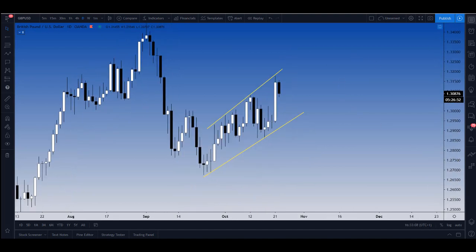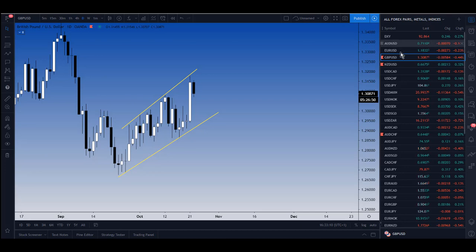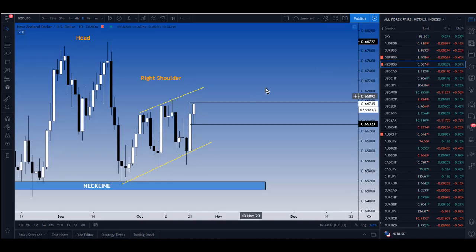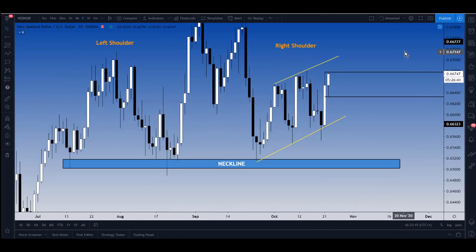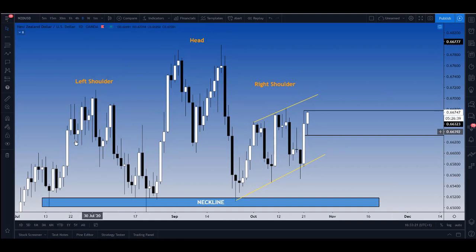I also want to show you Kiwi dollar. I'm quite interested in this one as well. Now this is something that's been on our watch list. This is the daily time frame, looking at a potential head and shoulder pattern. Left shoulder, head, right shoulder. It's just a fancy name actually for a change of cycle. So that's a high, higher high, lower high. So it's just a change of cycle from buyers into sellers.